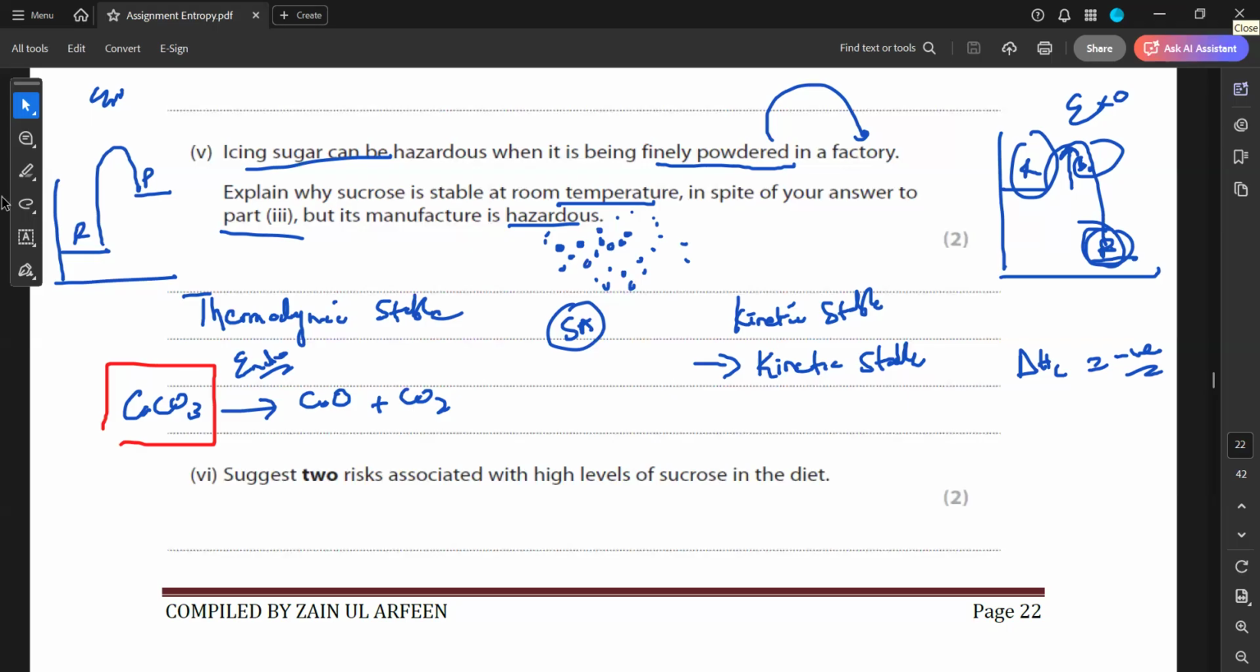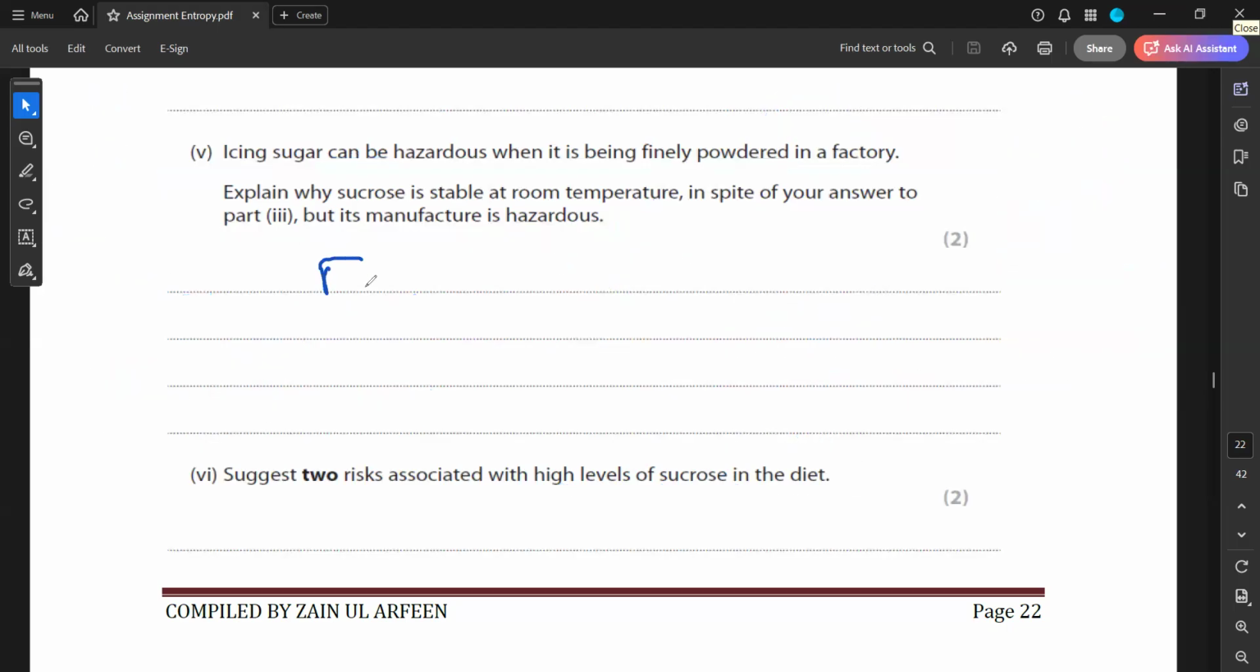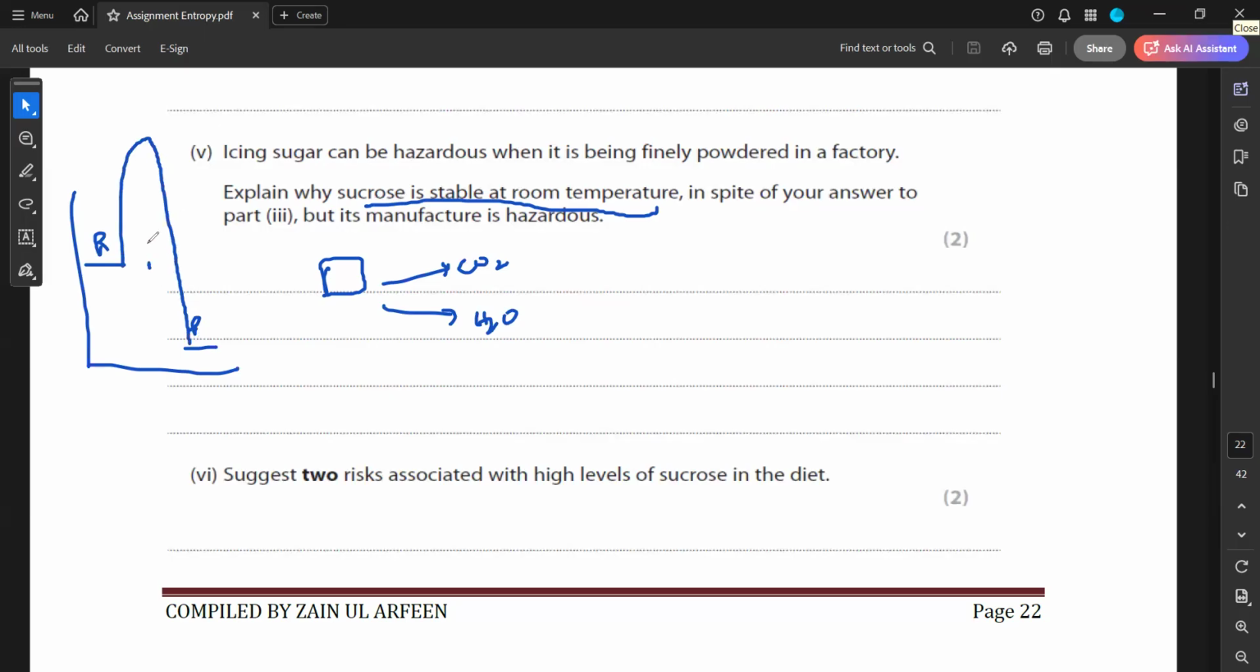Suggest two risks which are associated with high levels of sucrose in a diet. This is how stable and hazardous relate here. How do we relate stable and hazardous? Look, we have sucrose. The question is why sucrose is stable at room temperature, like why sucrose is not converting into carbon dioxide and water. The reason is that the combustion of sucrose is exothermic, but to reach the activation energy, maybe the activation energy is higher.